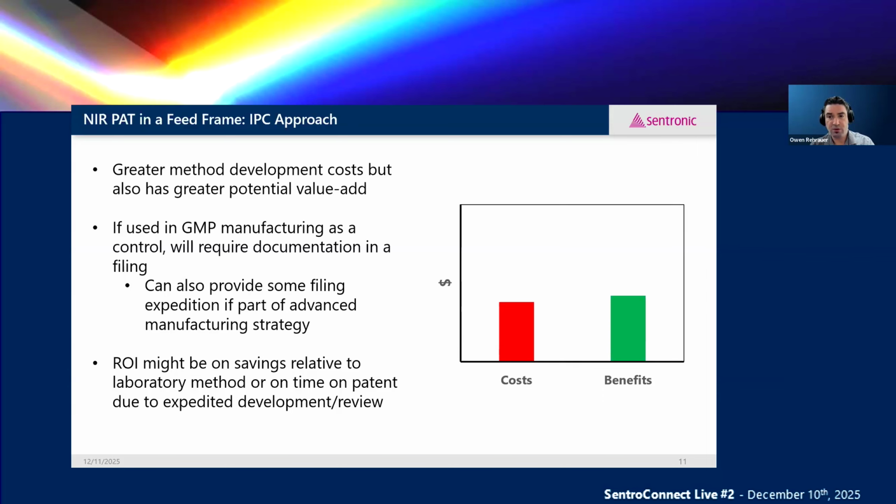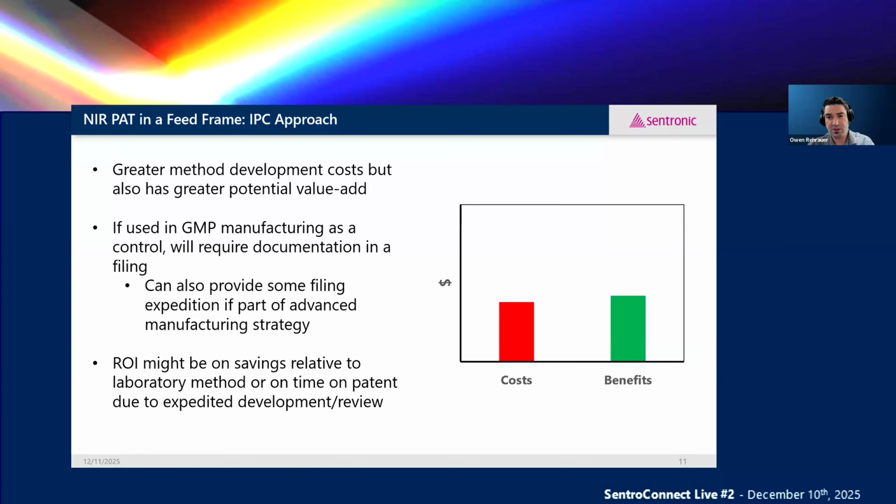We have seen this very often in continuous manufacturing as customers feel that they must include NIR PAT, and regulators encourage them pretty strongly, at least in the Americas and Europe, if they are using a continuous manufacturing approach. This can have an advantage depending on how this is deployed in terms of savings relative to laboratory methods or to the aforementioned patent savings.